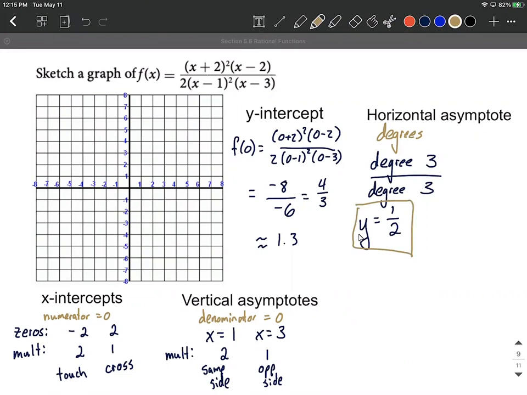All right, next, let's put all this information together and include it in our graph. Then we'll talk through how to make sense of all of it. Okay, so we have a y-intercept at 1.3, between 1 and 2, a little bit closer to 1. We have x-intercepts at -2 and +2, so I'm going to include those on our graph. So -2 and +2 for our x-intercepts are zeros. Vertical asymptotes at 1 and 3. I'm going to indicate these with vertical dashed lines, so 1 and 3.